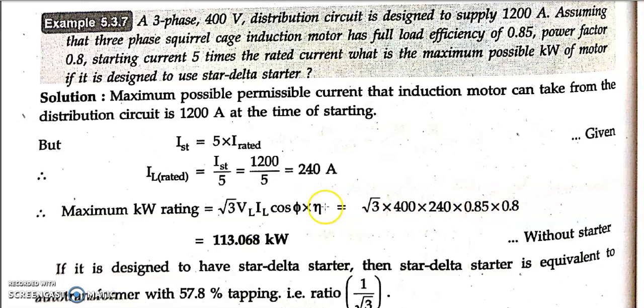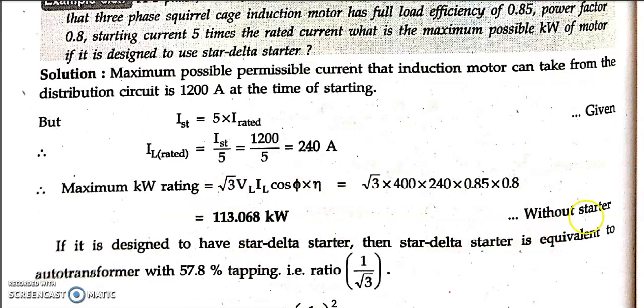Whereas efficiency is 0.8, whereas power factor is 0.85, right? I think they have misplaced these, not a big deal. So when you do that, the maximum kilowatt rating would be 113.068 kilowatt. This is what we calculated without a starter, but they have asked to calculate the maximum possible kilowatt of the motor if it is designed using a star delta starter.